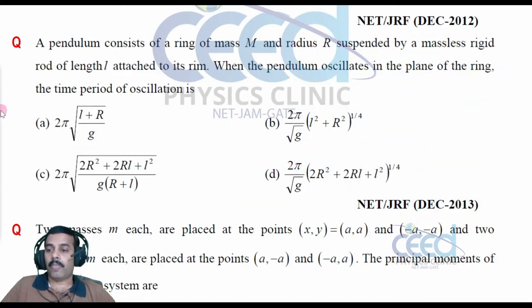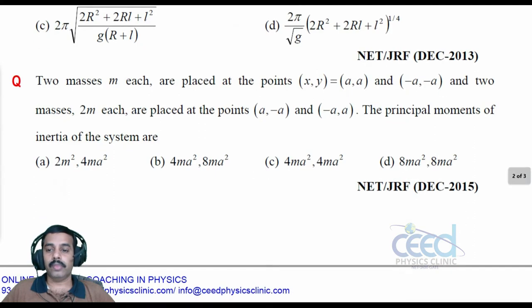C is the option. Now let us come to another problem. Two masses M each are placed at the points (a, a) and (minus a, minus a), and two masses 2m each placed at (a, minus a) and (minus a, a). The principal moments of inertia of the system are.